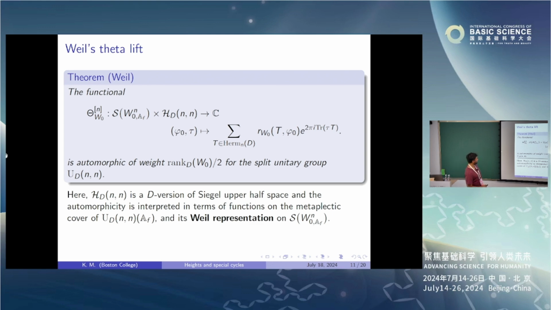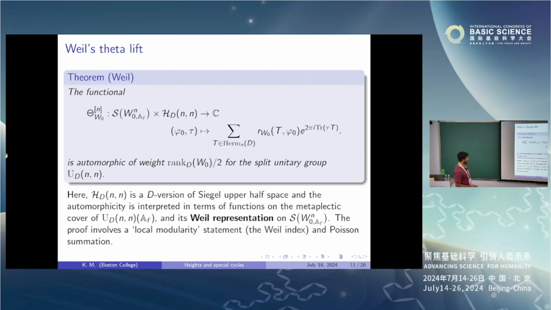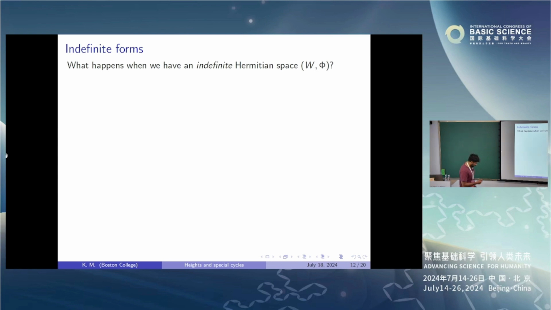We'll see. The proof of this involves two things. It's not relevant for the rest of the talk, and I don't think I have time. Anyway, there are two aspects of this which would be relevant if you want to generalize this. What happens now if you have an indefinite Hermitian space, for example the quadratic space of signature (n,2)?